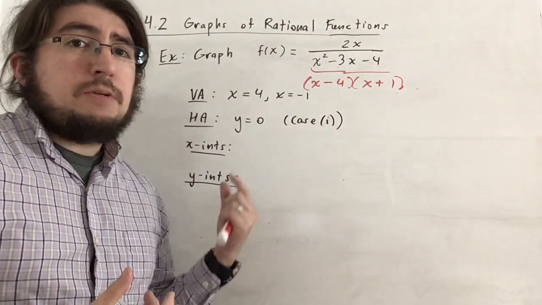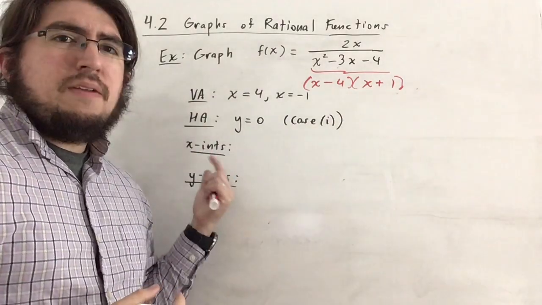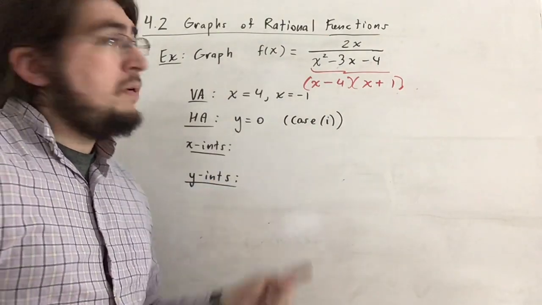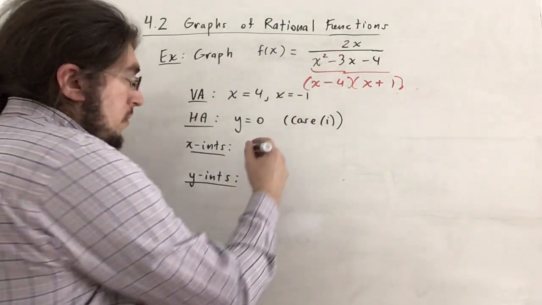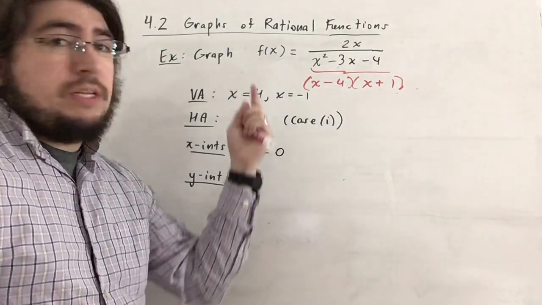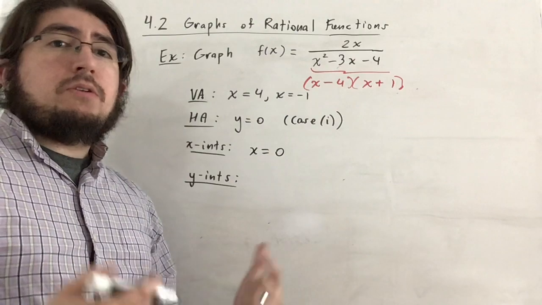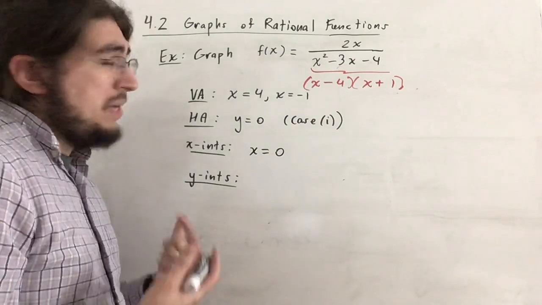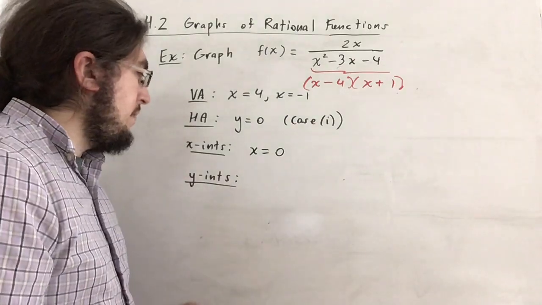X-intercepts, to find x-intercepts, you set y equal to 0. Basically, to find x-intercepts, you set the top equal to 0. And the top, 2x, is 0 only when x is 0. Now notice that if the x wasn't there, then it would be 2 equals 0 and 2 can't be equal to 0, so there would be no x-intercepts, because that equation would have no solutions.